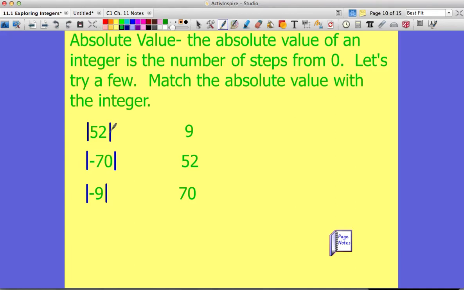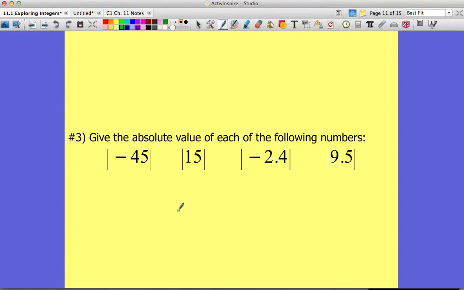All right, the absolute value of 52 is going to be 52 because it is 52 spaces away from 0. The absolute value of negative 70 is 70 because it is also 70 spaces away from 0. And the absolute value of negative 9 is 9. This is your third question that I would like you to answer on Edmodo, listing the absolute values of each of these numbers.